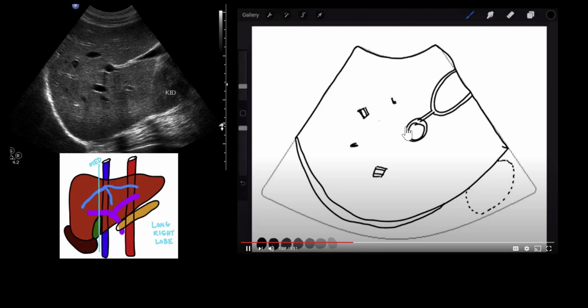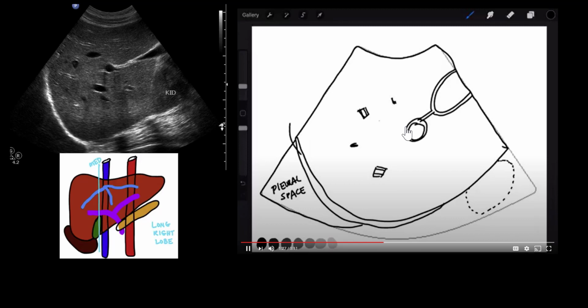If the kidney is present and is not clearly the kidney, please label it as kidney so it does not catch the attention of the radiologist and question if there is a tumor or mass in that area.